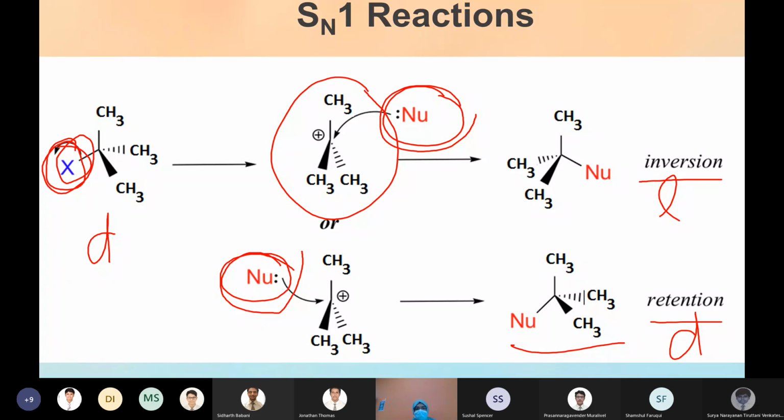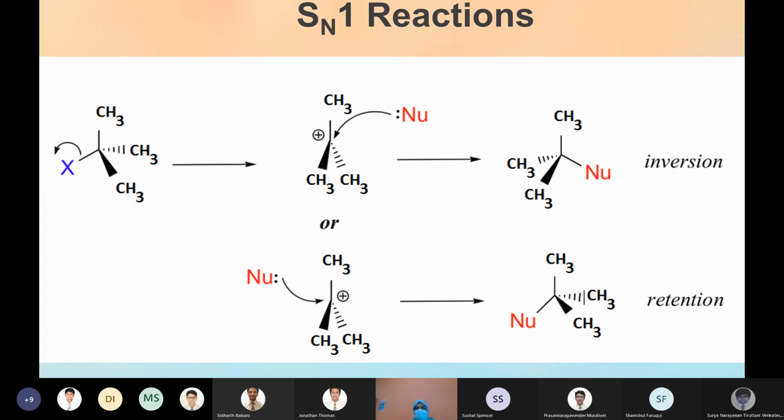Why is inversion L and retention D? Because the original... Why is inversion L? Oh, okay, that's right. In the original compound, X was on this side. So here the nucleophile is attached on the same side of the existing leaving group, then it is retention. So if the initial substrate was L, then the inverted product would be D and the retention would be L.